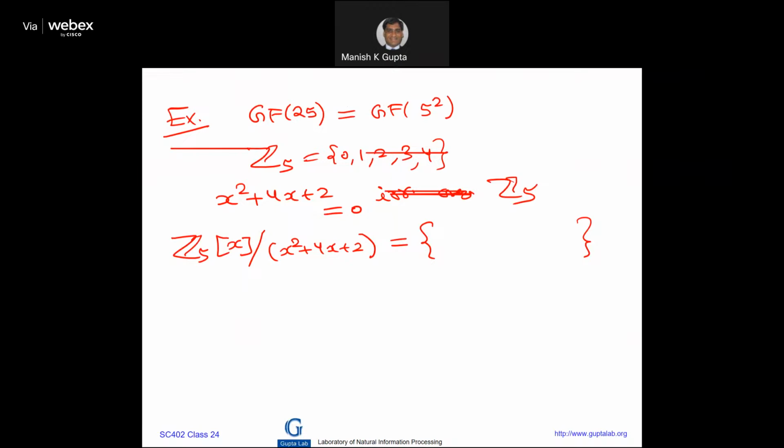So the question is, how do we find... our curve is y square is equal to x cube plus x plus 4 over this field. So I can write down the values 0, 1, alpha, alpha square, and so on, right? That power of alpha we can always write down, where alpha is the root of the equation x square plus 4x plus 2, right?